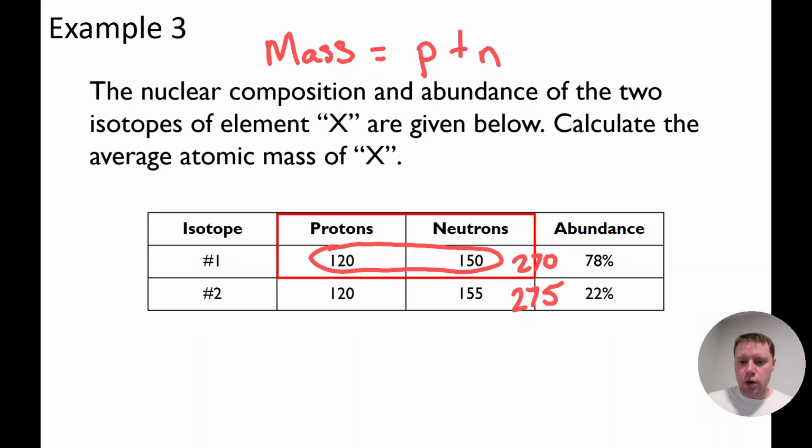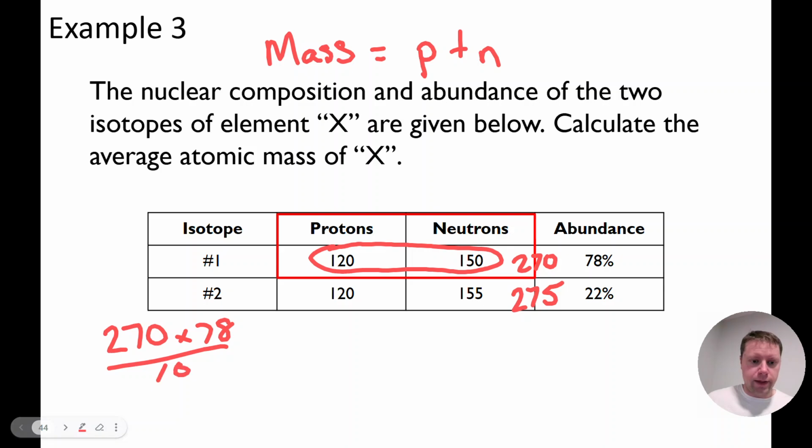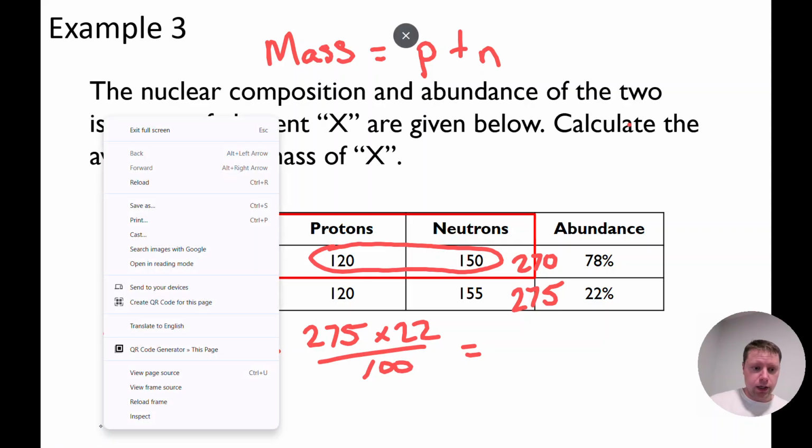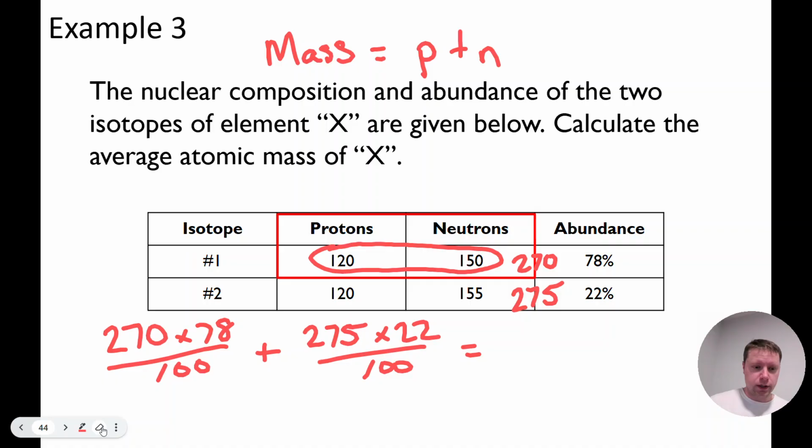Okay, so now that we have our masses, they already gave us the abundance percentages. We just put it into the formula. So the mass of the first isotope is your 270. We're going to multiply that by 78, divide that by 100. We're going to add that to our 275 isotope mass times the 22 and divide that by 100. Really, that's your setup right there. So then you could put that into your calculator and hopefully get the correct answer.